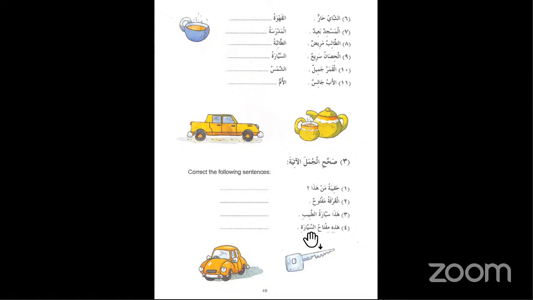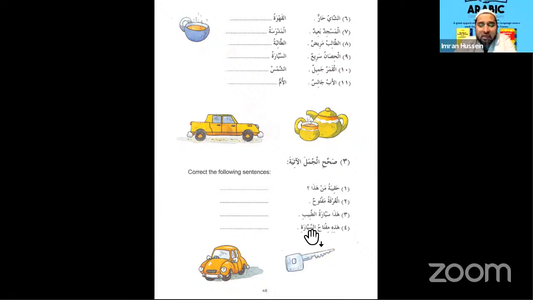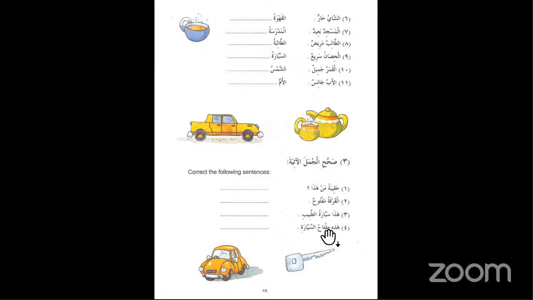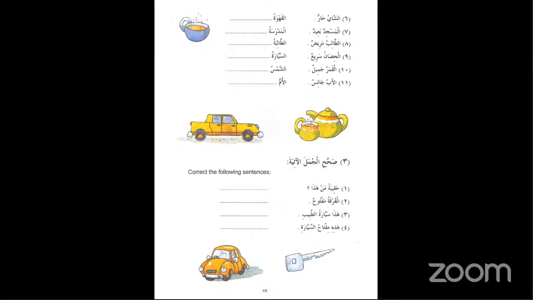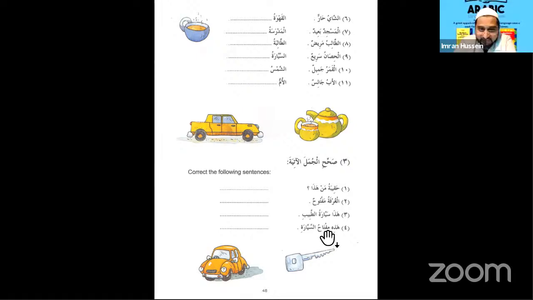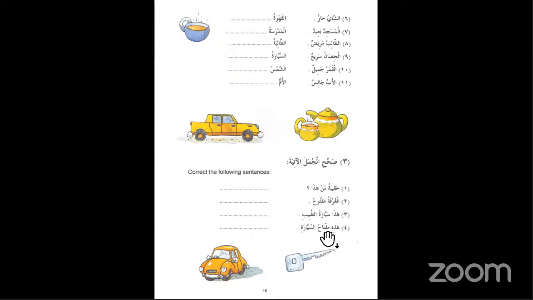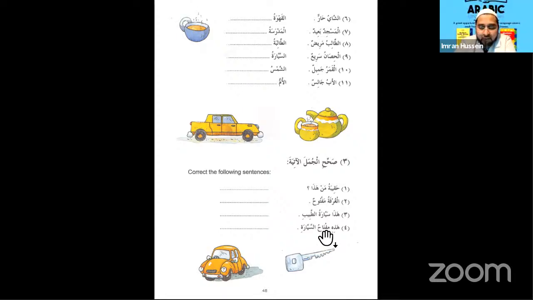But hazihi and sayarati are both feminine. The car is feminine, but the mudaf itself is masculine. A woman can own a car and a male can own a car, so that makes no difference. But the mudaf itself is masculine. I would have thought this is all right because this is the car's key, and the key itself is masculine. So the key needs to be feminine as well? No, if the key remains masculine, it makes no difference. So you will say, Hadha miftahu sayyarati.